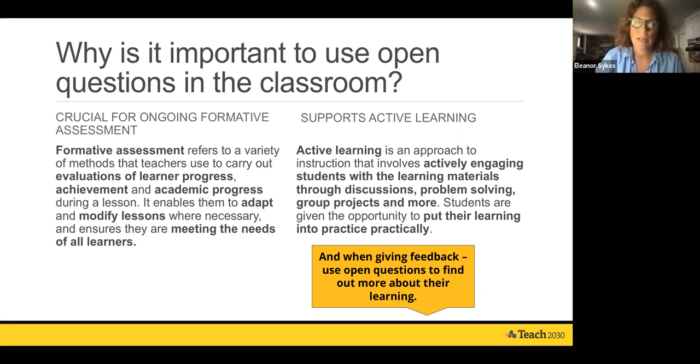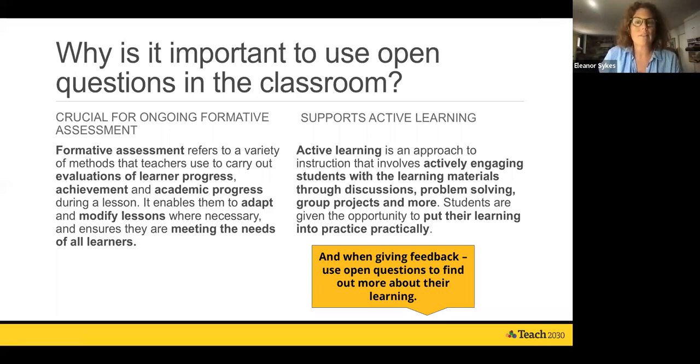Now, we believe very strongly, as does all good educational pedagogy, in active learning, where learners are given the opportunity to put their learning into practice in a range of ways and are involved in the process rather than just receiving it. So active learning is an approach to instruction that involves actively engaging students with the learning materials through discussions, problem solving, group projects, and more.